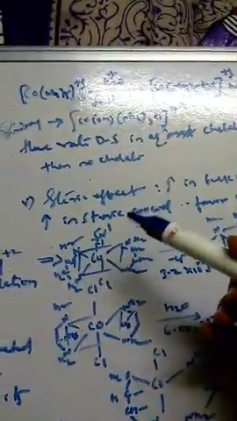The next factor which affects the rate of equation is the steric effect. We know that an increase in the bulk of the ligands will increase what?